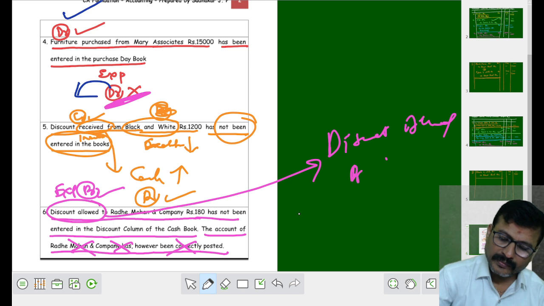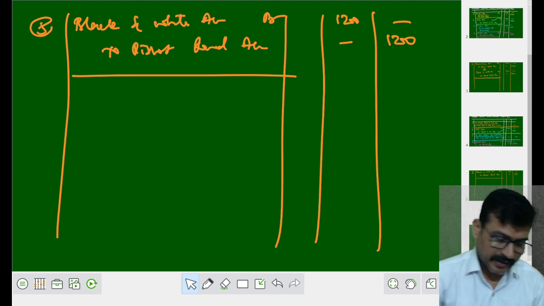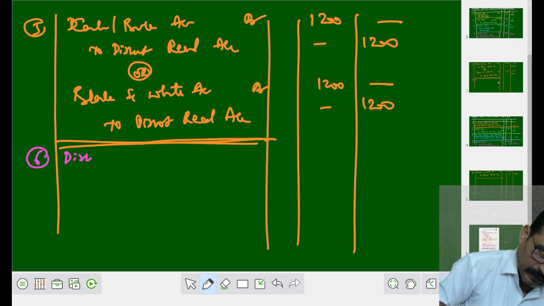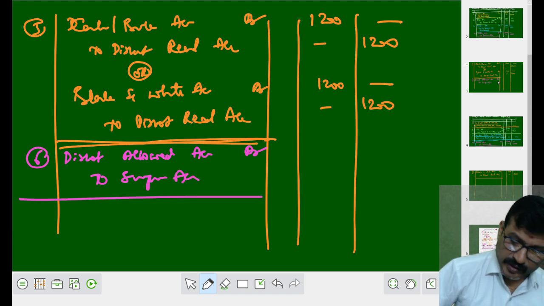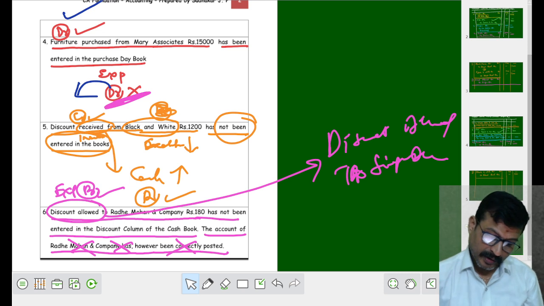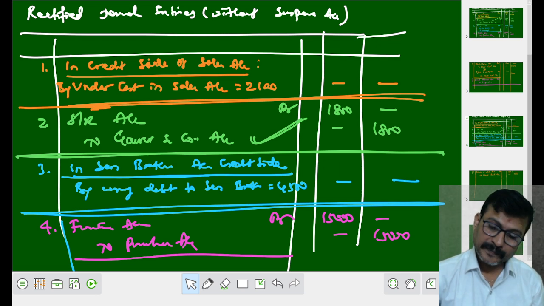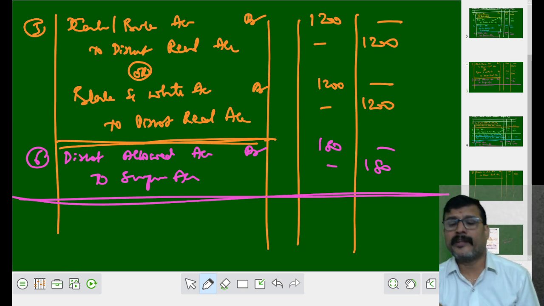Discount allowed account debit to what? Suspense account. Right? So this is entry number 6. Discount allowed account debit to suspense account. How much is it? An amount of rupees 180, dash 180. Then how to pass the rectified entry without opening suspense account?